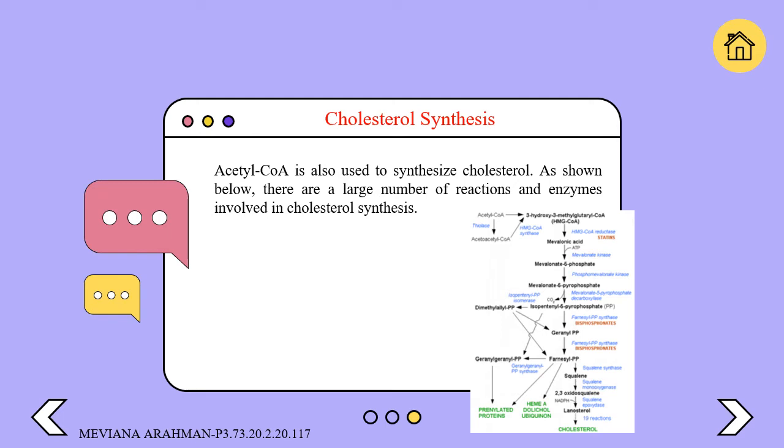The last step is cholesterol synthesis. Acetyl-CoA is also used to synthesize cholesterol. As shown below, there are a large number of reactions and enzymes involved in cholesterol synthesis.